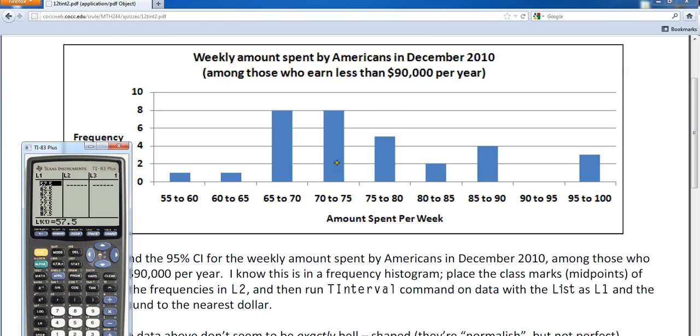We don't know how many of these people spent $65, spent $70, spent $65.50. All we know is we can call them all on average 57.5 and get away with it because of the law of large numbers. Frequencies go in here: 1, 1, 8, 5, 2, 4, 0, 3. There we go. We got our data in now.